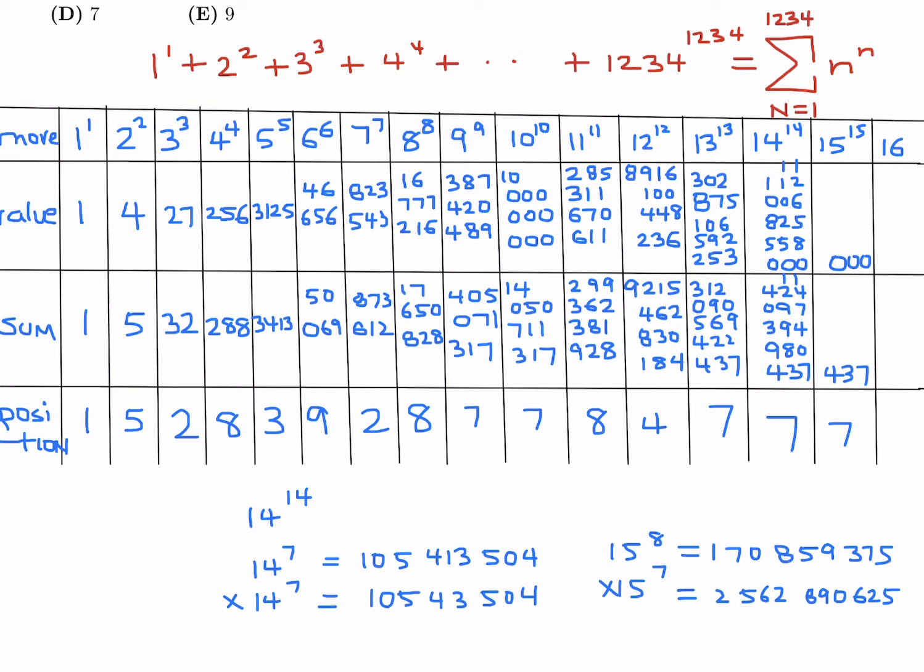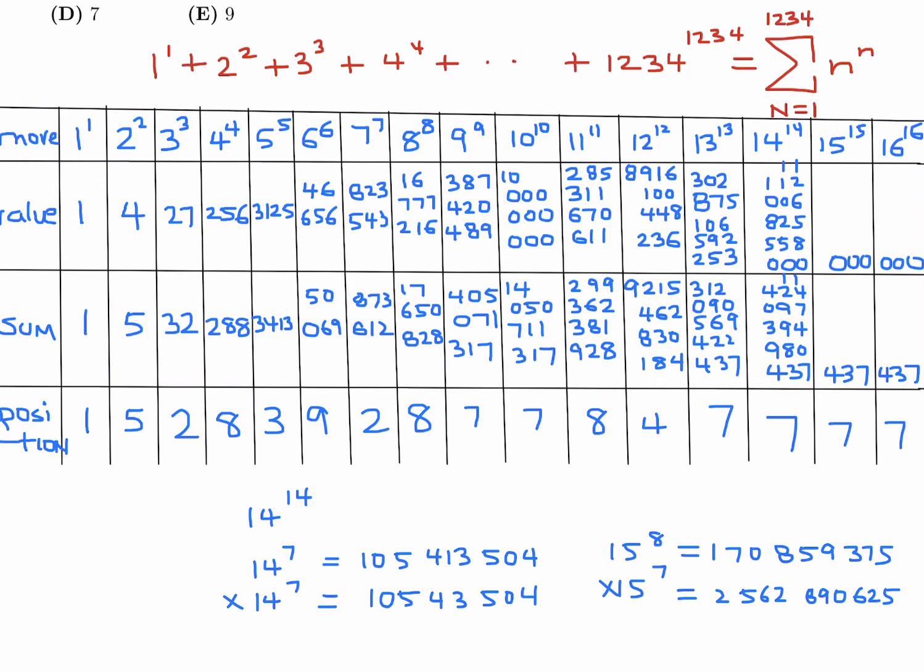If you have 16 to the power of 16, that number also has 000 as its last 3 digits. Same story. When you take that number, add it to this number, the last 3 digits will be 437, therefore the position will be 7. So it's always going to be 7 now.